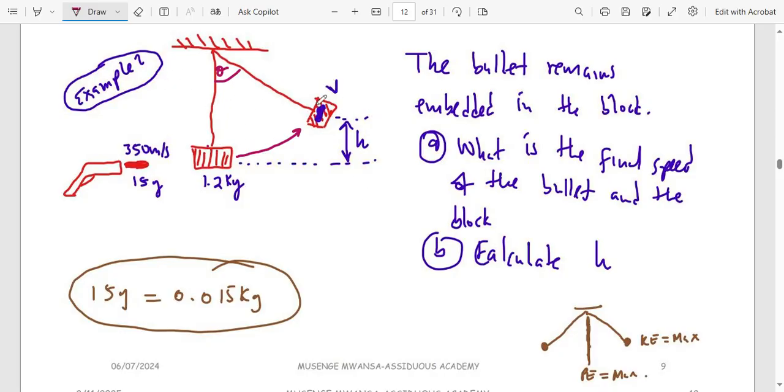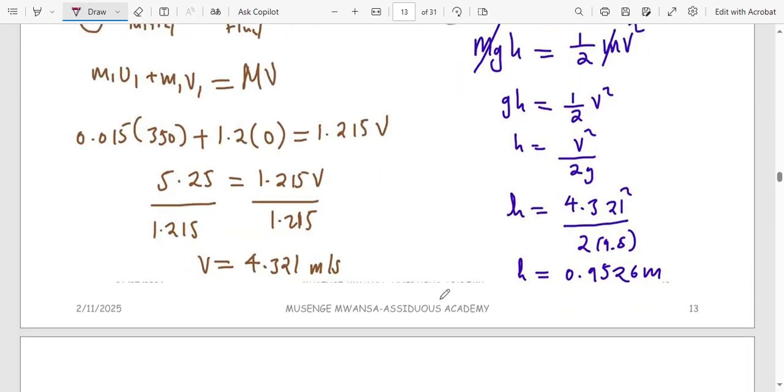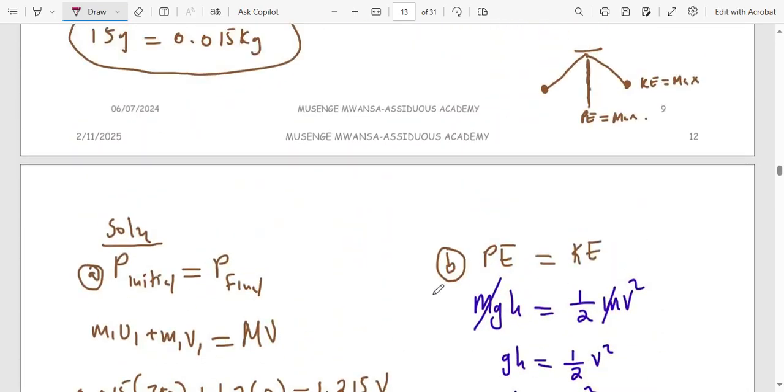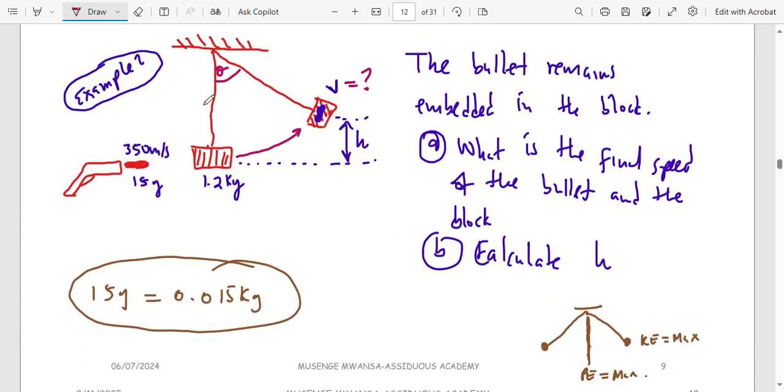Yeah, so you have got them sticking. The question is, what will be this height h? Calculate the height h. And then what will be the final speed of the bullet and the block when they stick? What will be v? I can even add another question. Let's see if I've got space where to write.